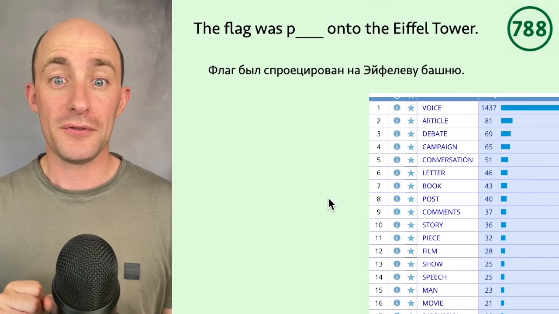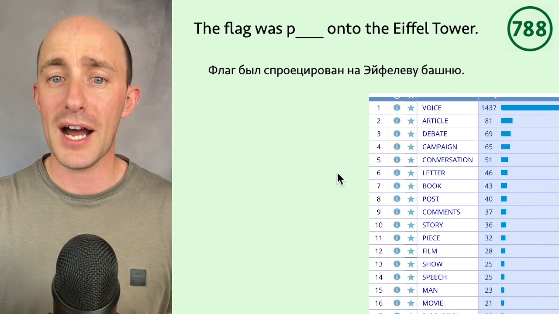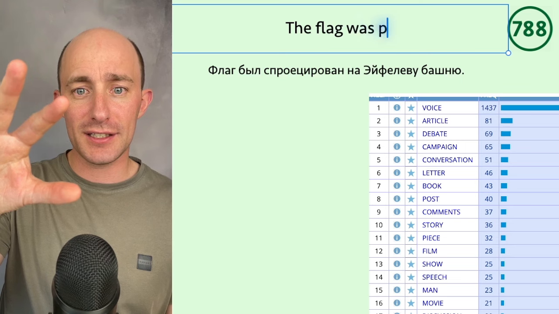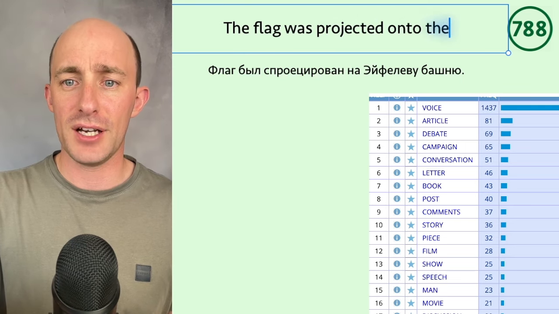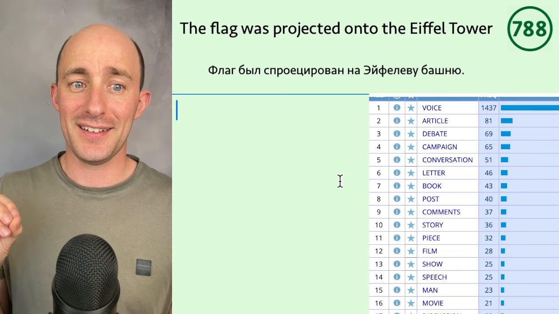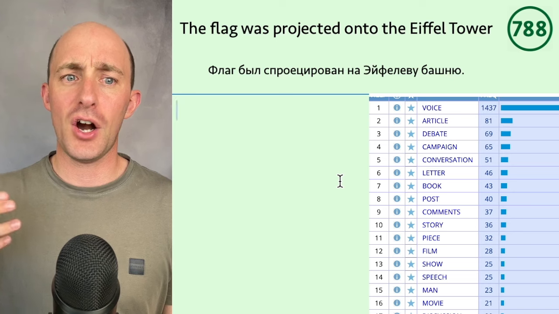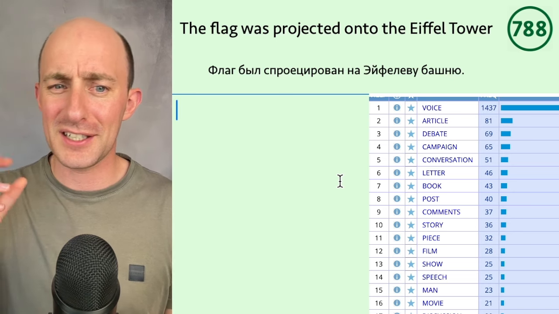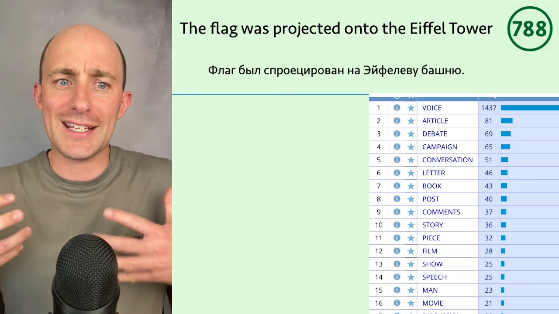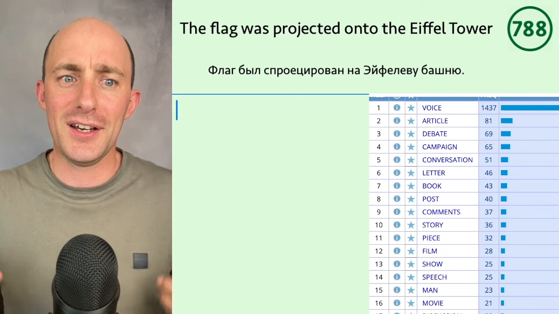The next one. The flag was projected onto the Eiffel Tower. So you can project something onto something. Or you can also project something onto other people as well, which is something slightly different. I guess that's also the same in Russian. If you project your emotions onto others, or you project your experiences onto others.